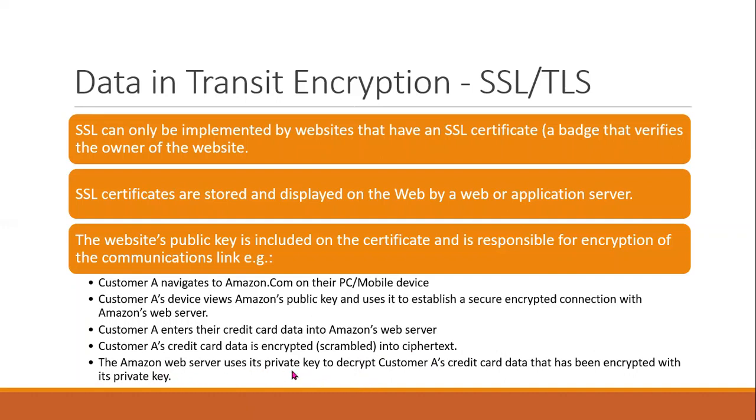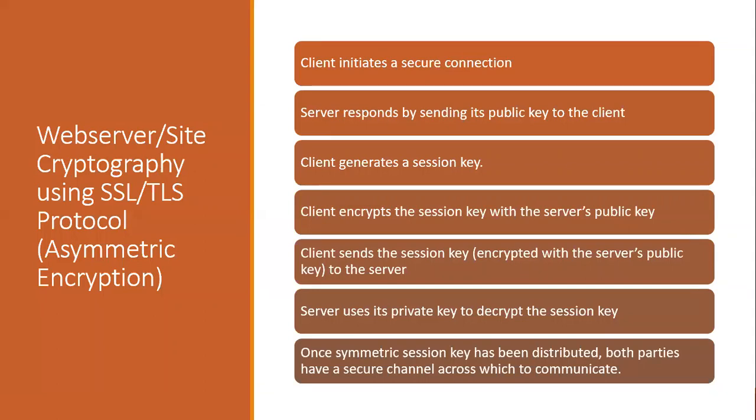When the data now gets to Amazon's web server, the web server then uses its private key to decrypt the data that has been encrypted with its public key. So the Amazon web server will use its private key to decrypt customer A's credit card data that has been encrypted with Amazon's public key, which has been used to establish a secure encrypted connection at the onset of that transaction. So this is just repeating what I've just said there. And the aim is to get to a point where both parties, the end user device and Amazon's web server, for example, have a secure channel across which we can communicate.